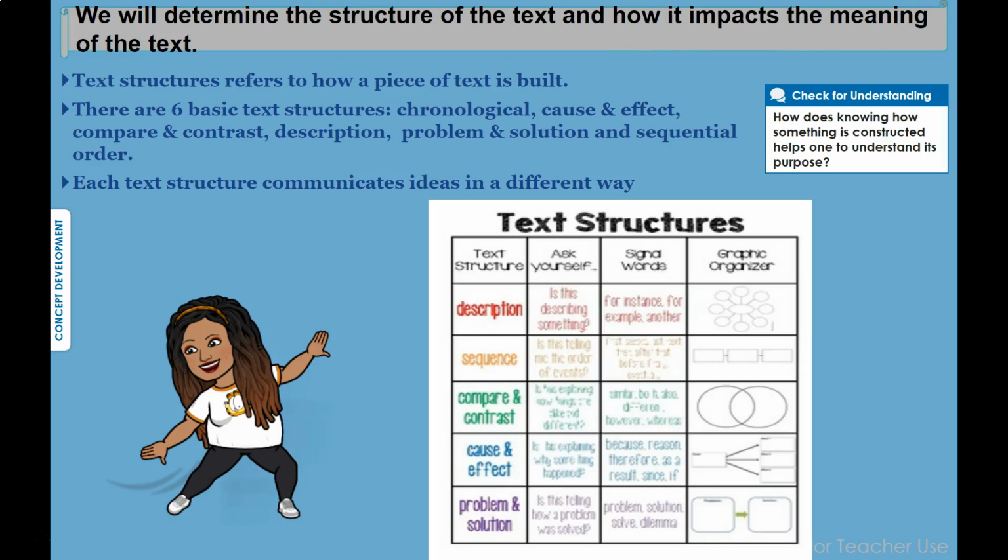Here are 6 of the basic text structures: chronological, cause and effect, compare and contrast, description, problem and solution, and sequential order. When we're thinking about sequential and chronological, they're kind of similar to each other. Here's what I want you to write down and to remember.